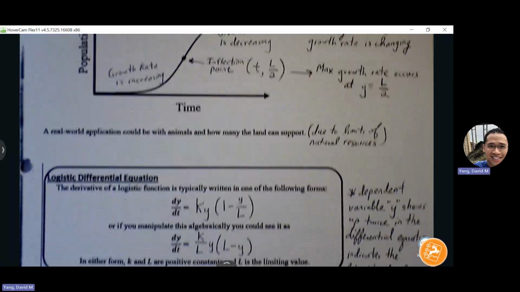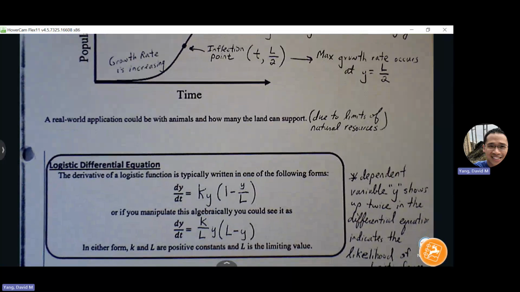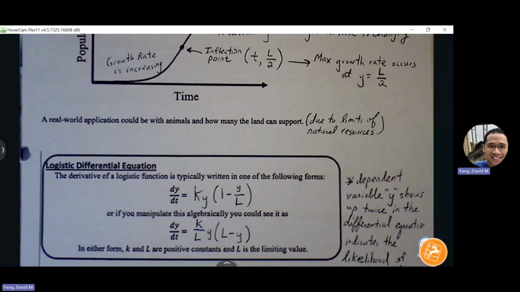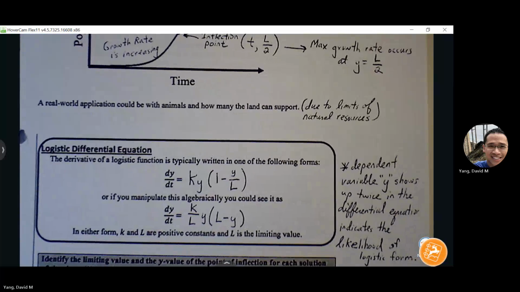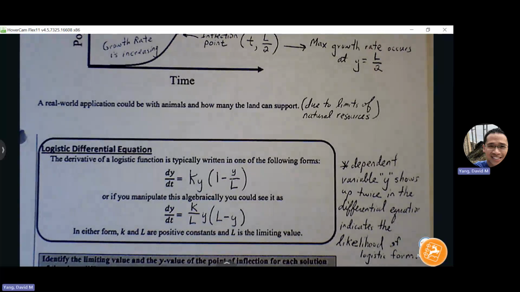Okay, so we have two variations for logistic differential equation. The derivative of a logistic equation is typically written in one of the following forms. But the one that I think we're going to use more is going to be that first one here. Okay, so dy/dt equals ky times 1 minus y over L.